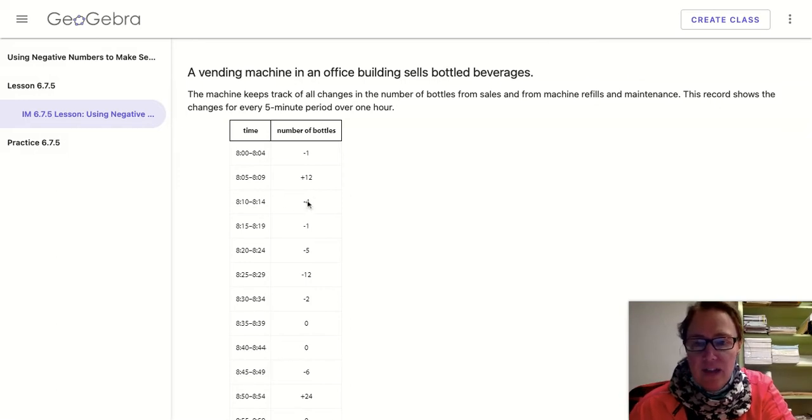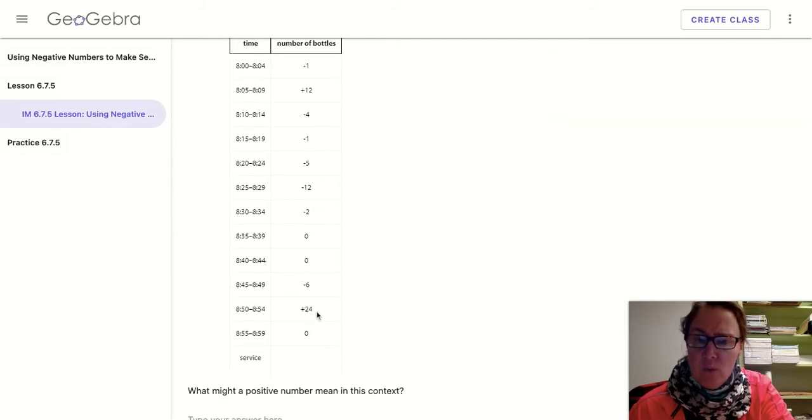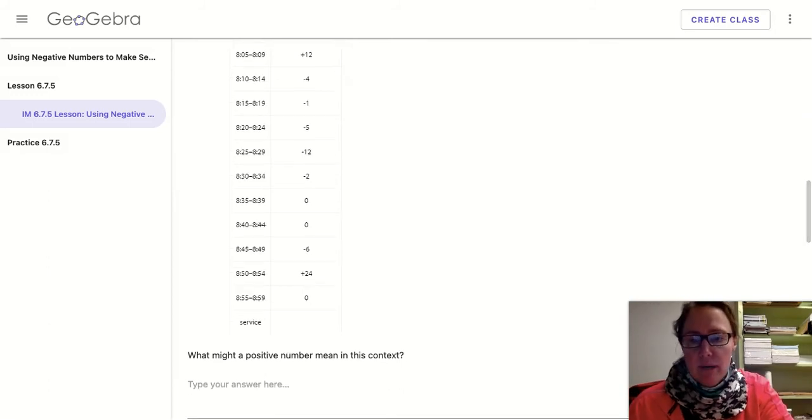And then in the next 5, they're -4, -12. In that 5-minute period, a lot of people needed a soda. And then we have some zeros. And then down here at 8:50, we got a plus 24. That to me says somebody put bottles in.